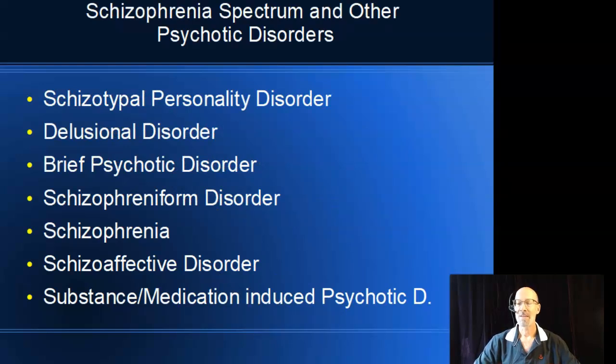Schizophrenia, next section up: schizophrenia spectrum and other psychotic disorders. These include schizotypal personality disorder, delusional disorder, brief psychotic disorder, schizophreniform disorder, schizophrenia, schizoaffective disorder, and substance/medication-induced psychotic disorders. These lists here are helpful in terms of when I was talking about categorical thinking. These are all going to have overlap if they're in the same category.